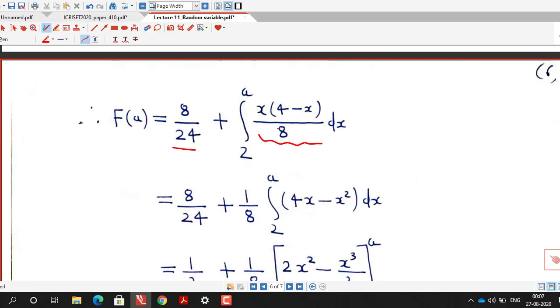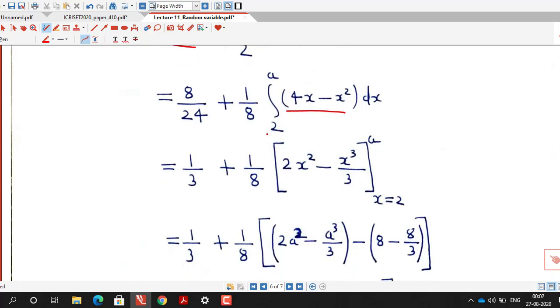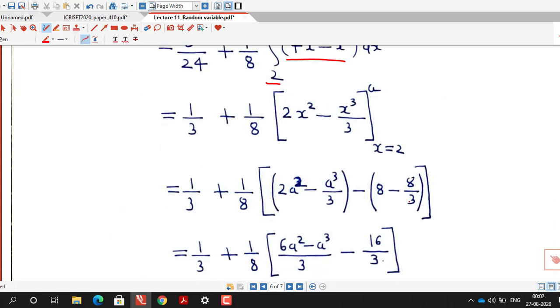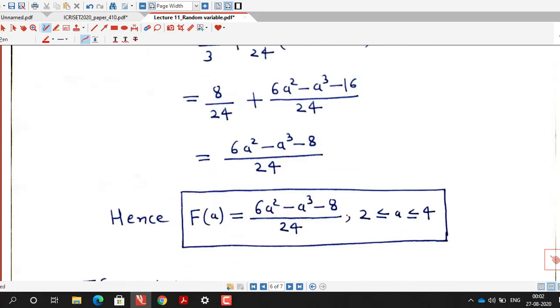This we can rewrite as 1 by 8 can be taken outside, integral of 4x minus x square dx. This is 1 by 3 plus 1 by 8, integral is 2x square minus x cube by 3, limits of x are from 2 to a. So first we put x equal to a, then x equal to 2, and if we simplify this, we will obtain F of a equal to 6a square minus a cube minus 8 divided by 24 if a lies between 2 and 4.